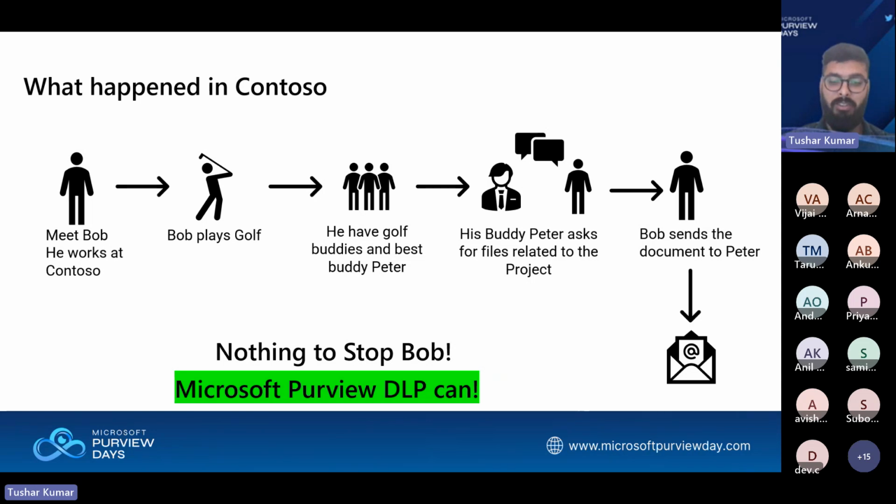But once you have Purview DLP implemented within your organization, once it is fine-tuned to the purpose, Bob will not be able to share anything across to his buddies unless it is approved, unless your compliance manager says yes to it, or unless he has a proper business justification around it.